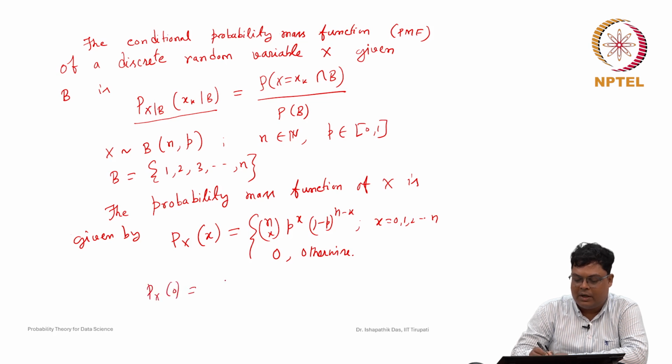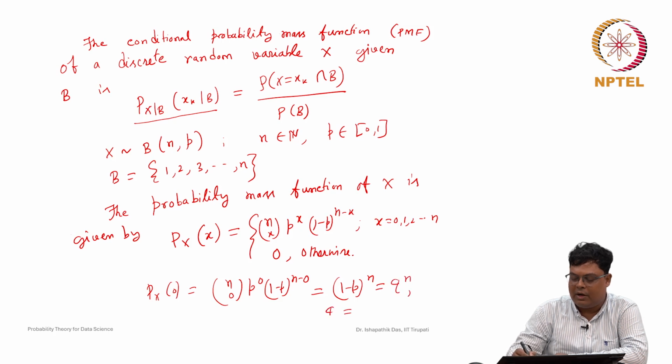So this is nothing but nC0 p to the power 0 (1 minus p) to the power n minus 0. nC0 is nothing but 1 and p to the power 0 is 1. So it is nothing but (1 minus p) whole to the power n. Let us denote this as q to the power n for simplicity, where q is equal to 1 minus p.